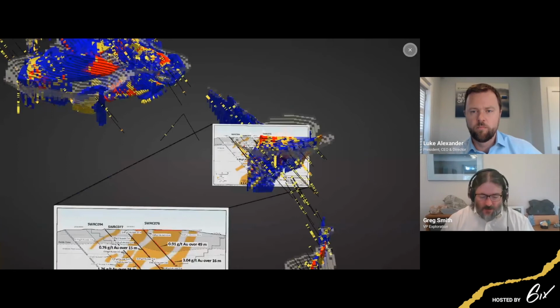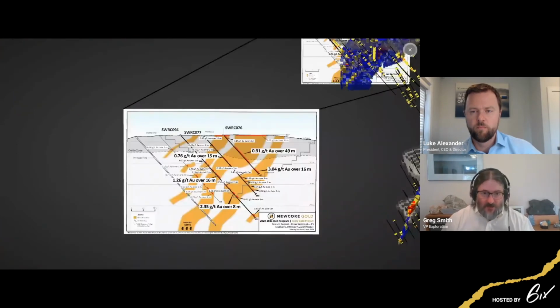We'll zoom in now and look at a couple of these cross sections. So this is in the central part of the Sewum deposit. The main takeaway here, nice wide zone again in here, number of sub-parallel structures. This is what results in this really nice low stripping ratio as we are able to capture all of this mineralization here in a pit.